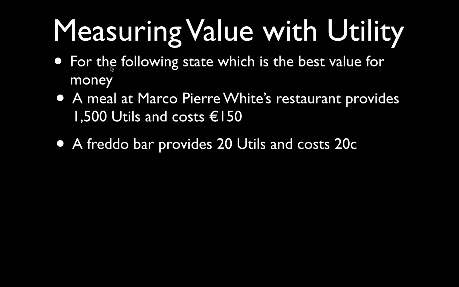And what we're saying is, for the following, state which is the best value for money. A meal at Marco Pierre White restaurant, which is a restaurant in Dublin, will give you 1,500 utils, and that's what the marginal utility is going to be. That extra meal is going to give you that much marginal utility, and it costs €150. Or a Freddo bar, which is just a bar of chocolate, which provides 20 utils and costs 20 cents.